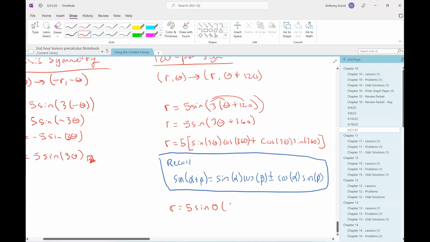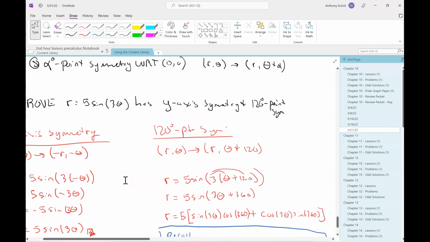Cosine of 360 on the unit circle, I can look that up. What's cosine 360? 1. Awesome. And what's sine 360? 0. So this just turns into, oops, that's a 3 theta there, just turns into 5 sine 3 theta. Oh, right on, Mr. K. Done! Woo! Pretty cool.